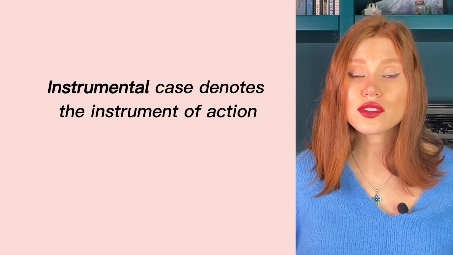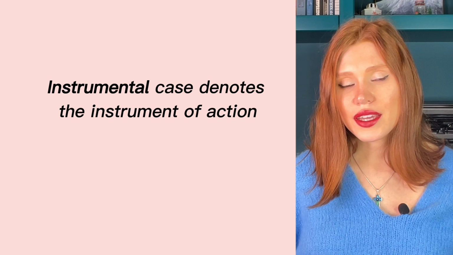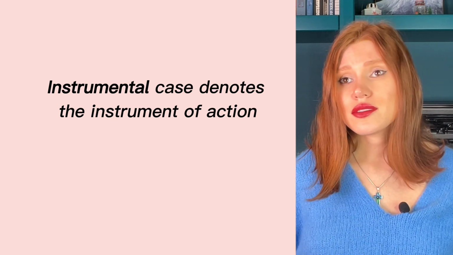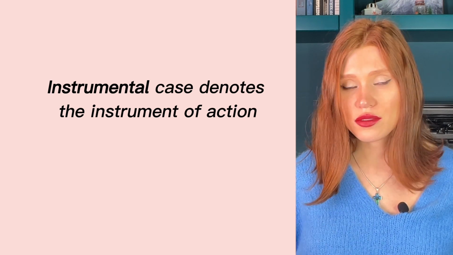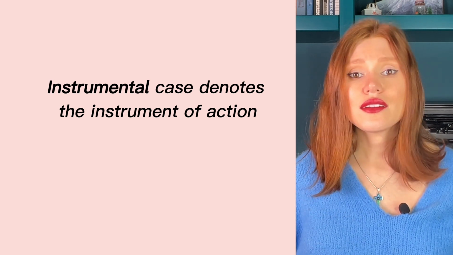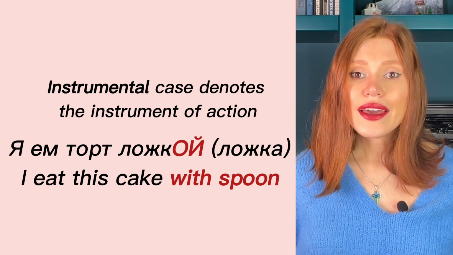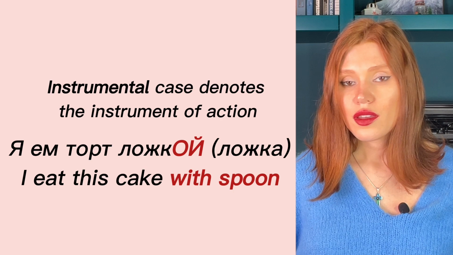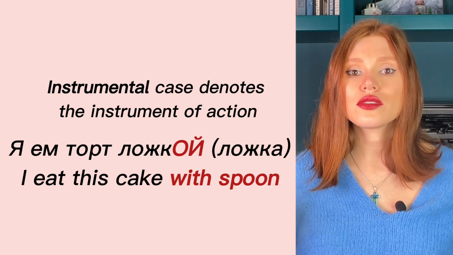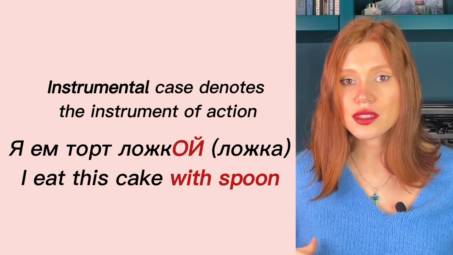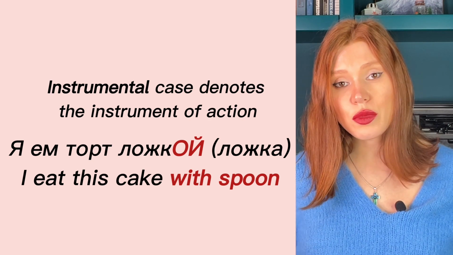The instrumental case denotes the instrument of action. And here I want to tell you that usually it's not like this. It's common meaning of the cases again, but we have a lot of situations where we use instrumental case not like the instrument of action, but as well like the instrument of action. For example, я ем торт ложкой. I eat this cake with a spoon. So using something. Ложкой. Ем торт ложкой. Я, nominative, ем, it's action, it's a verb. Торт, accusative, object of action. Ложкой, the instrument of action.